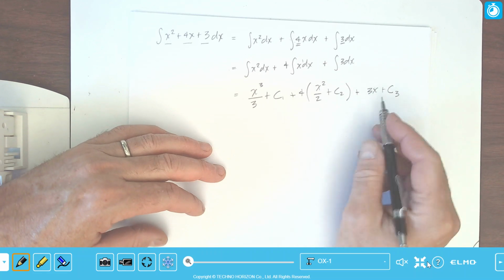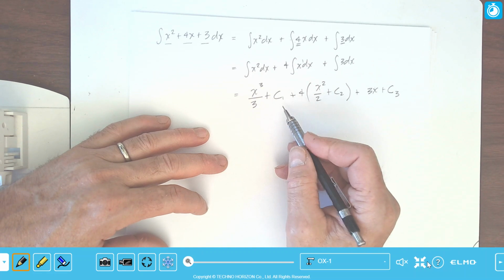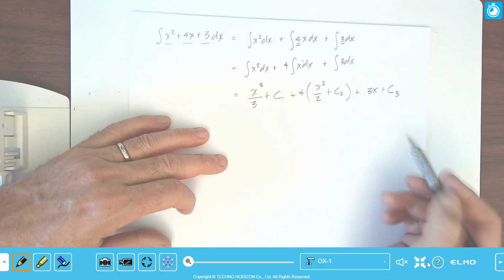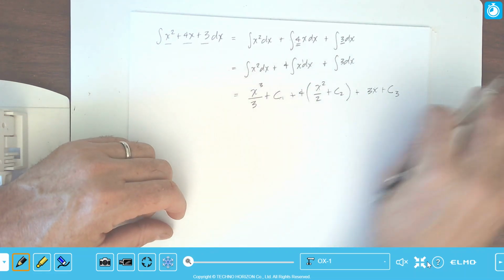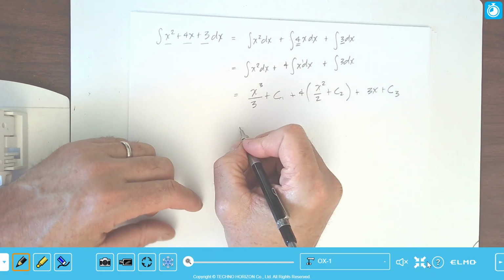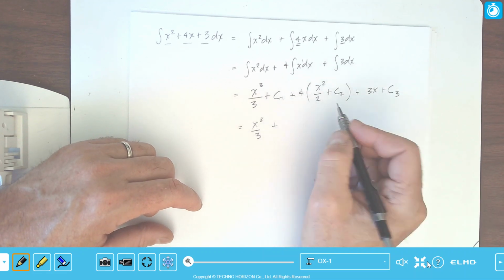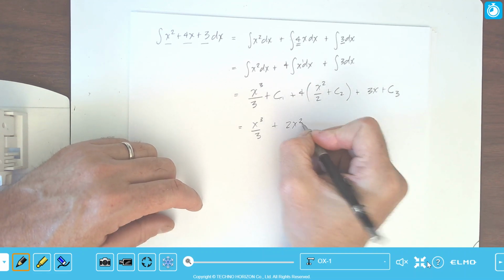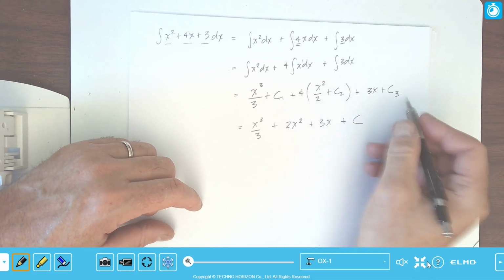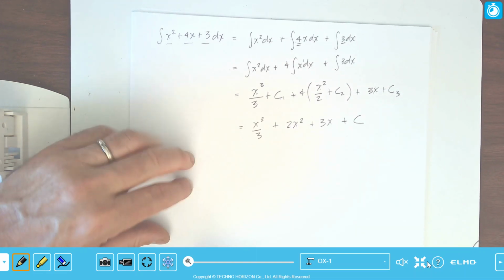And now you have kind of this big messy thing with 3 different constants, but one of the things we can do is say that if you've got a constant here, a constant here, and a constant here, you add them all together and you get some other constant. So I will just push all the constants to the end and call the sum of all of those constants some other constant. So we'll end up with x to the third over 3 plus, 4 divided by 2 is 2x squared, plus 3x plus big constant C, where big constant C is the sum of all these other constants above it. And so that's our antiderivative.